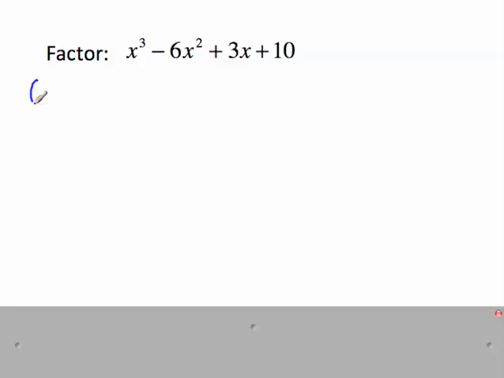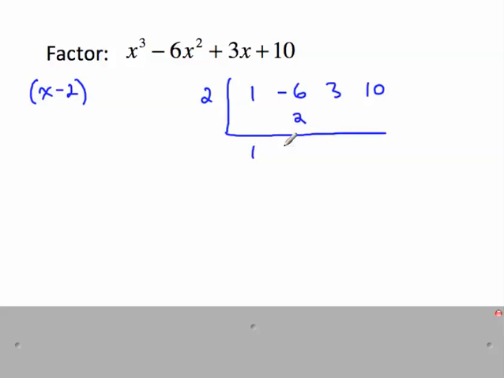So we know that x minus 2 is one factor. So to use synthetic division, we write 2 over there. It's the value that would make x minus 2 zero. Then we write our coefficients here in descending order of power. So 1, -6, 3, and 10. Synthetic division: we bring this 1 down, multiply 1 by 2 is 2, and add, we get -4.